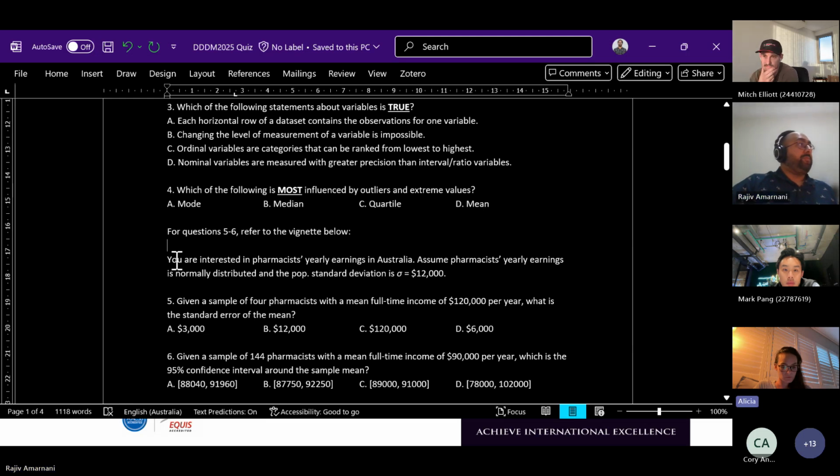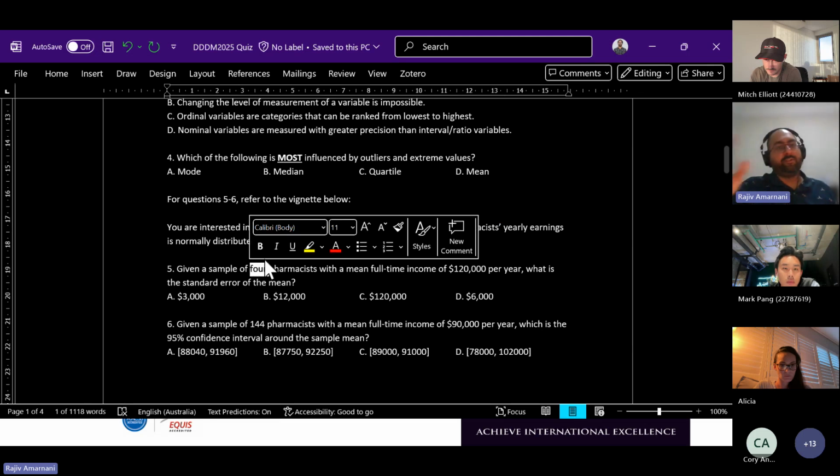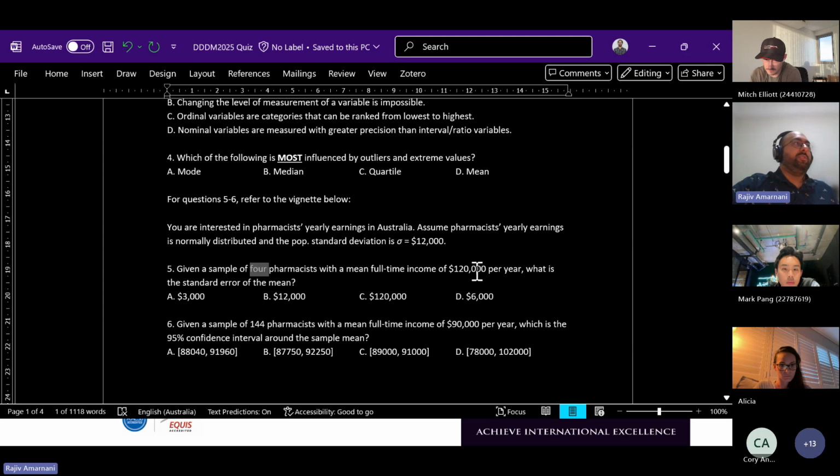You are interested in pharmacists' yearly earnings, so this is the confidence interval question. Given a sample of four pharmacists, well, this is their income. What is the standard error of the mean? Now, this is the standard deviation divided by the square root of the sample size. Square root of 4 is 2. So 12,000 divided by 2 is 6,000. So that is the correct answer. Yeah, it's 6,000.